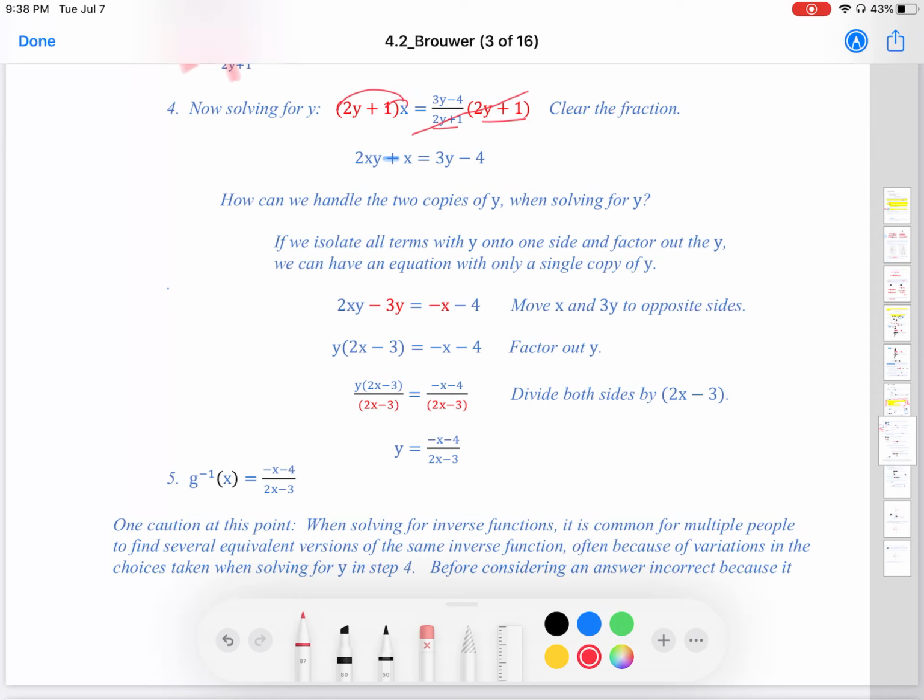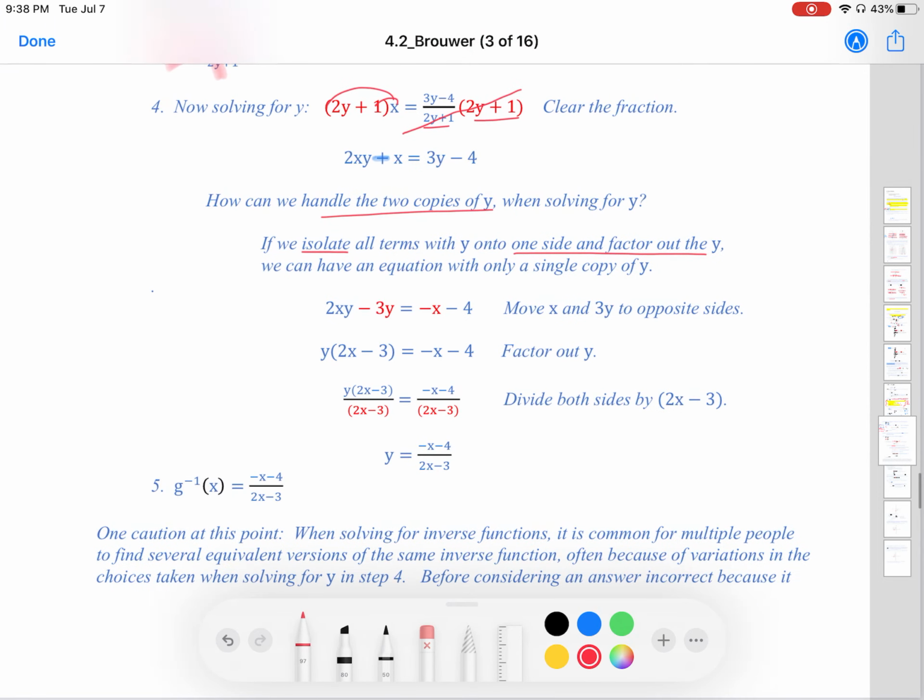So how can we handle 2 copies of y when solving for y? We first need to get our y's together into a single side, and then we can factor out a y. All right, so let's get our y's together. So that means I have to move that y, minus 3y, and get this x out of the way, so minus x.